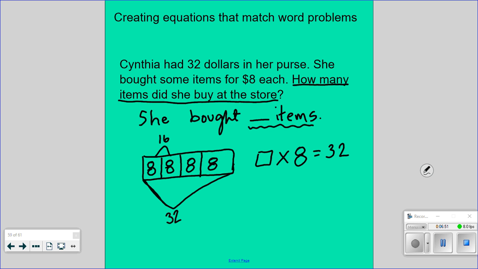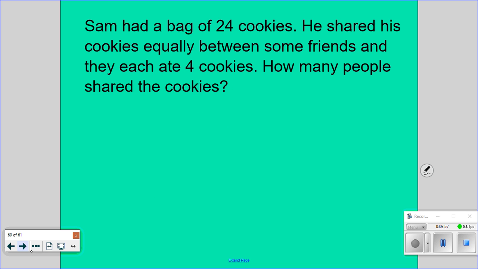All right, we are going to try one more before you start working on your sort. If you need to go on the next page, you can. If not, you can just draw a line and move over to the next half of your page. This problem reads, Sam had a bag of 24 cookies. He shared his cookies equally between some friends, and they each ate 4 cookies. How many people shared the cookies?